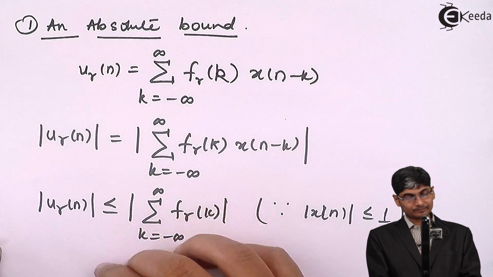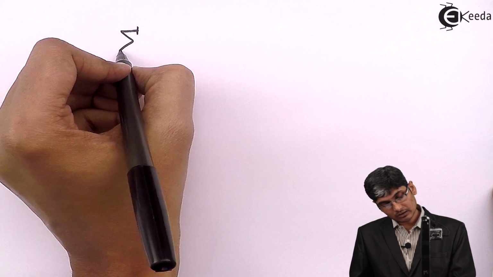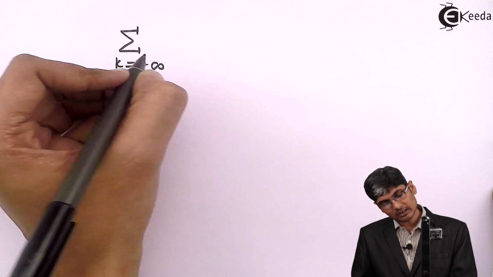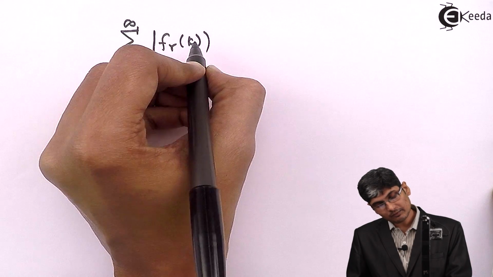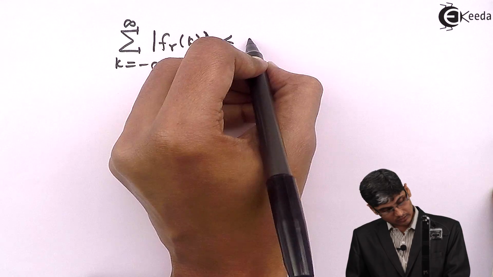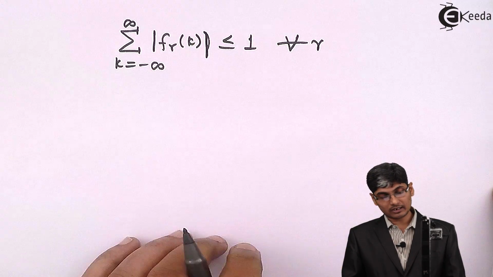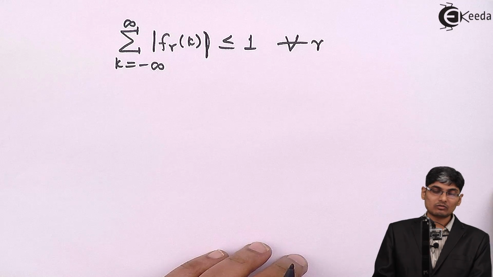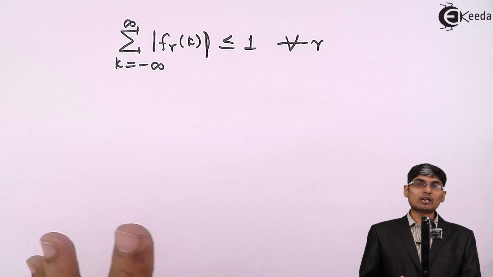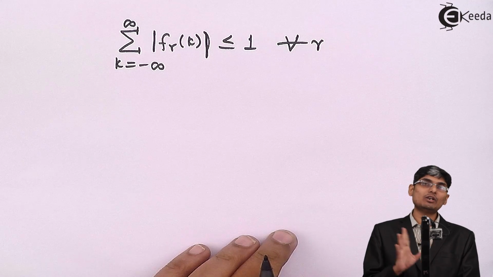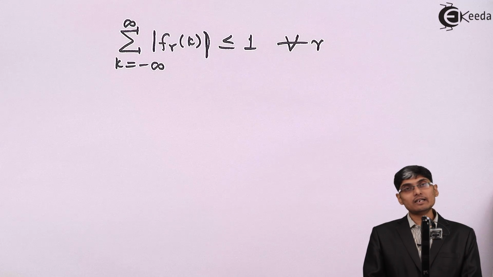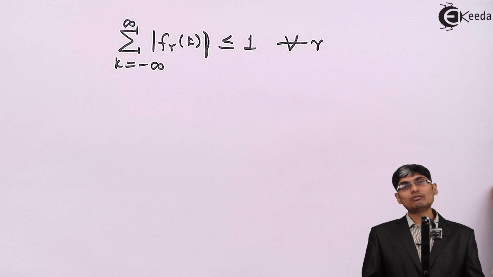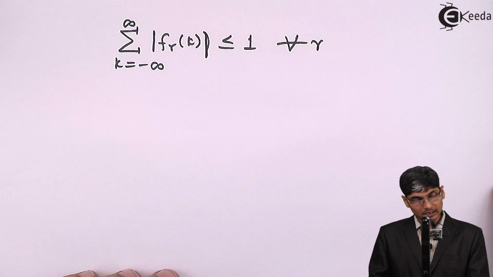Therefore, I can write that the summation over k from minus infinity to plus infinity of the modulus of f_r[k] will be less than or equal to unity for all values of r. If this happens, then u_r[n] will be bounded and it will not produce any overflow. So this is a sufficient and necessary condition which we can follow for avoiding the overflow at the internal nodes.